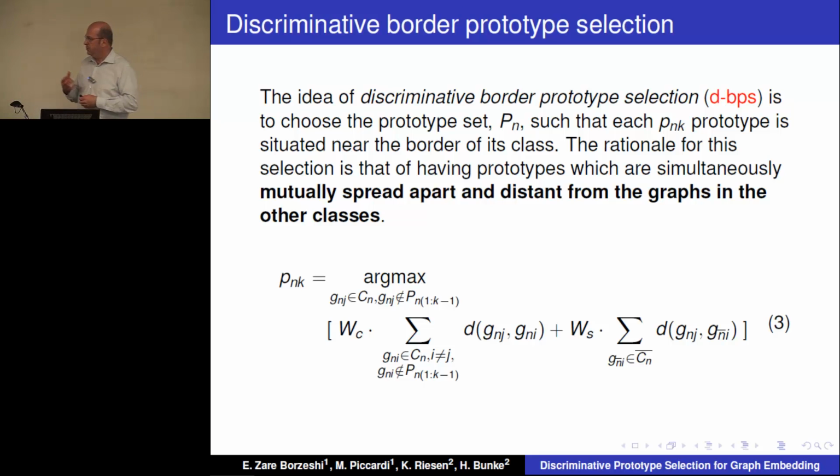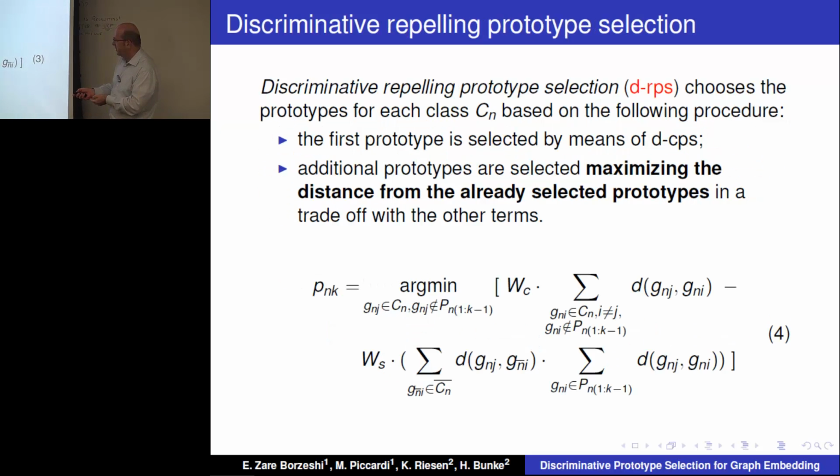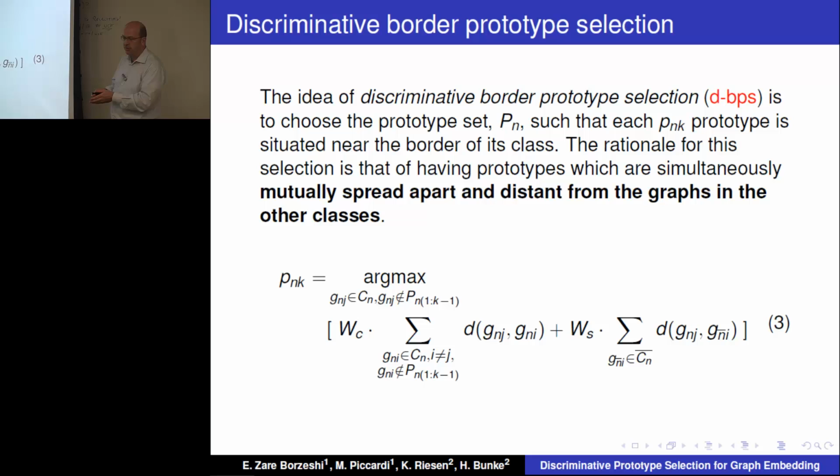But the idea is, I'll talk a bit more in general in a second. I'll first present this. This is the border. If you remember, the border is the selection that finds the prototypes all around the boundaries of the training set. That term that is still here is responsible for the border selection.